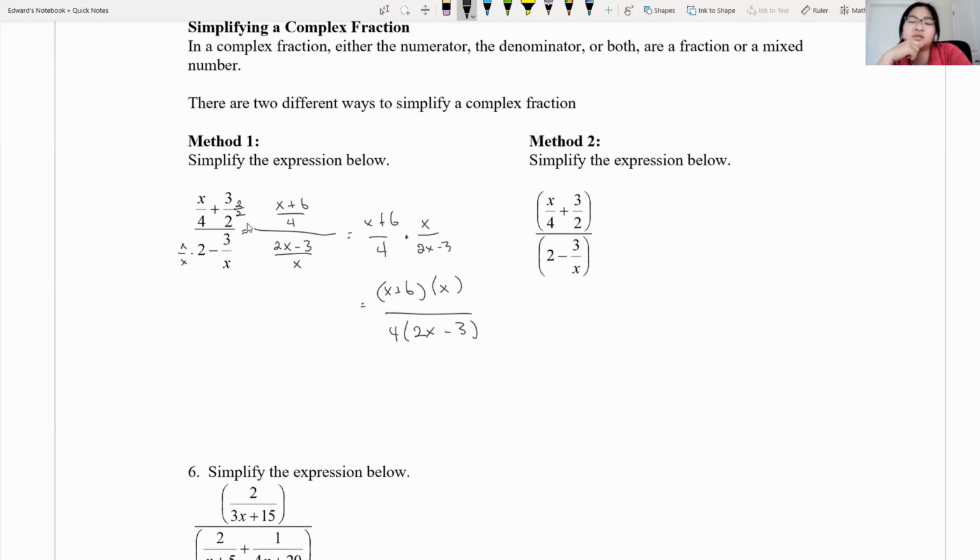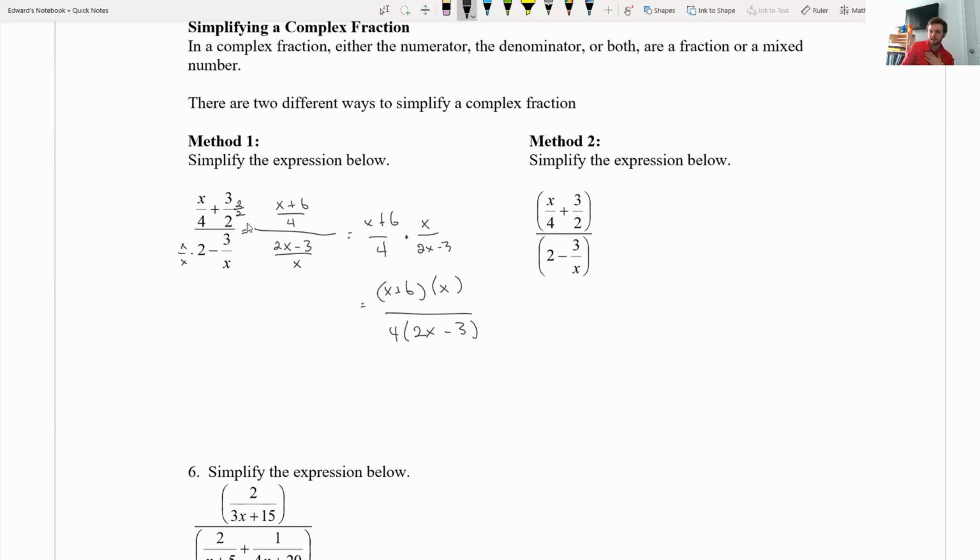I think so. I don't see any common factors. Everything's factored, which is nice. Like you could expand, but usually we want to keep things factored for solving purposes. Yeah, I think we're good there. All right. Let's look at method 2 though.